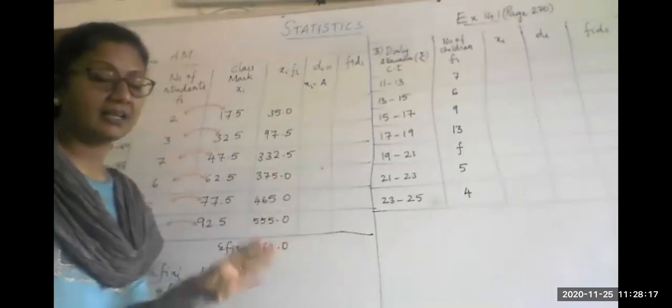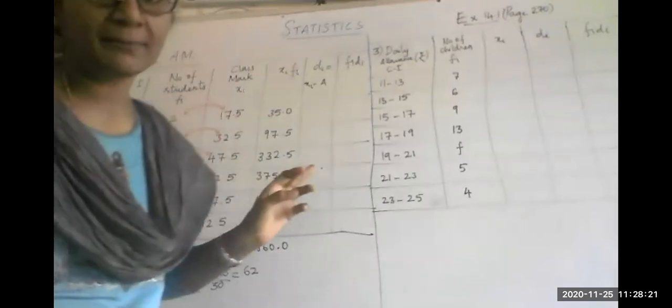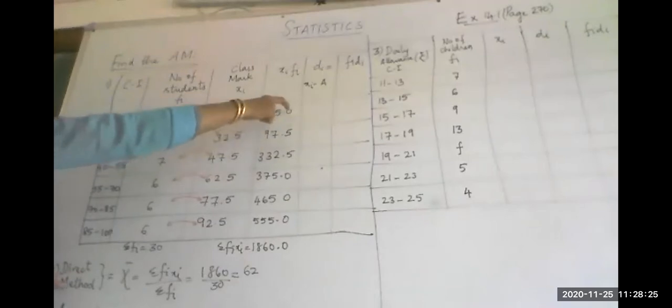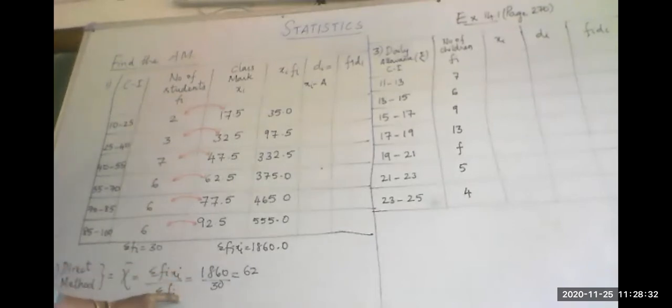You are simply finding the class marks, multiplying them with the frequency to get the corresponding fi xi, adding all the fi xi, adding all the frequencies, and dividing the sigma fi xi value by sigma fi to get the arithmetic mean. I hope it is clear.